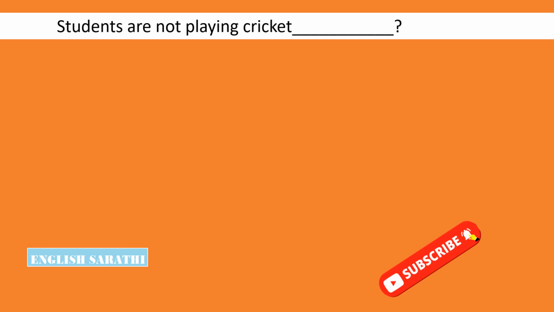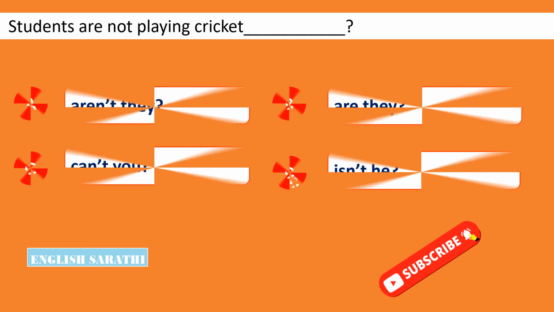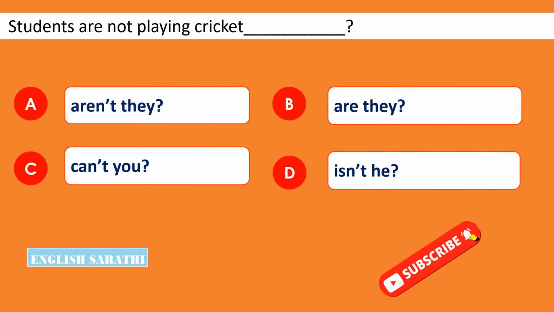Students are not playing cricket. Look at the following options. Option A, aren't they? Option B, are they? Option C, can't you? Option D, isn't he? The right answer is option B, are they?